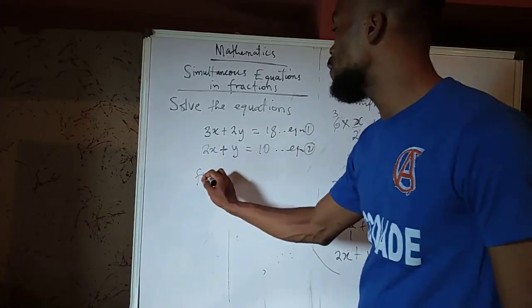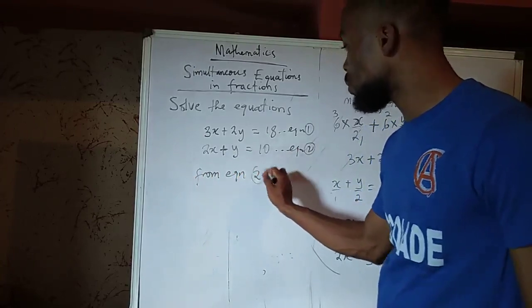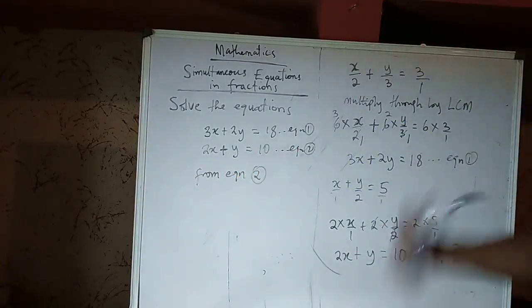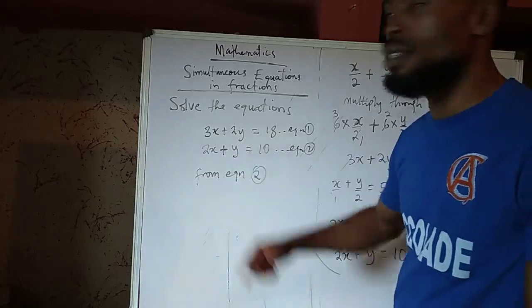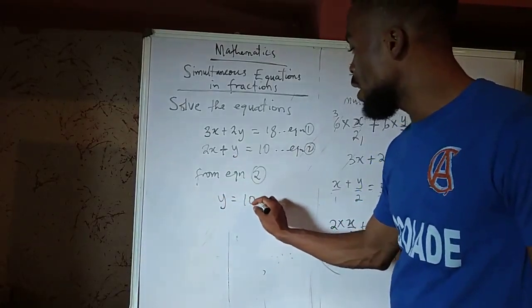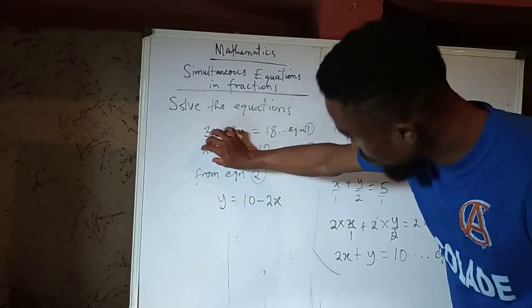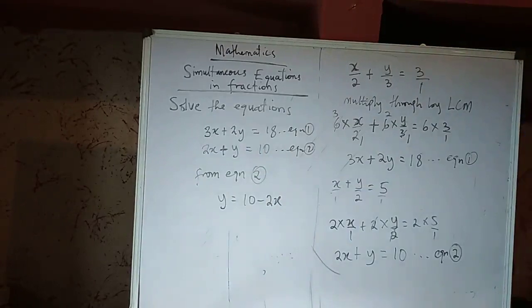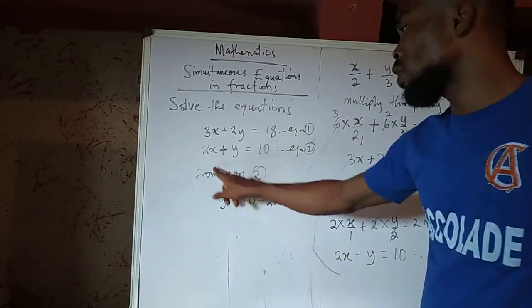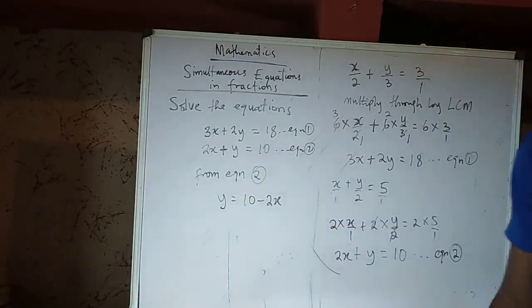So I can say from equation 2, let's make y the subject of the formula. So y is going to be 10 minus 2x. Okay, what did I just do? I just moved 2x across the equality sign to meet with 10. And of course, crossing the equality sign, it becomes a negative number.